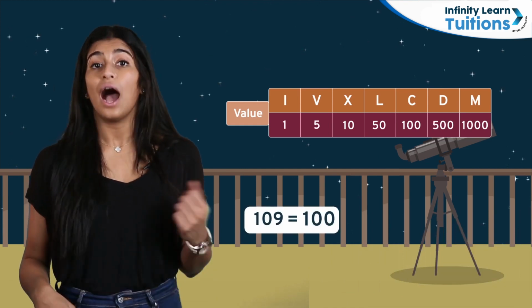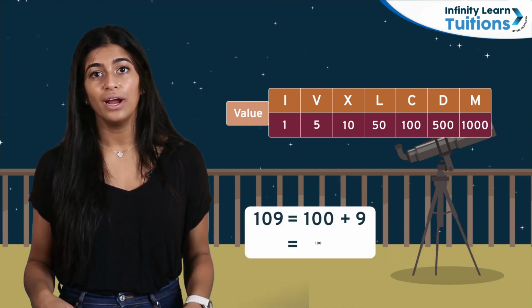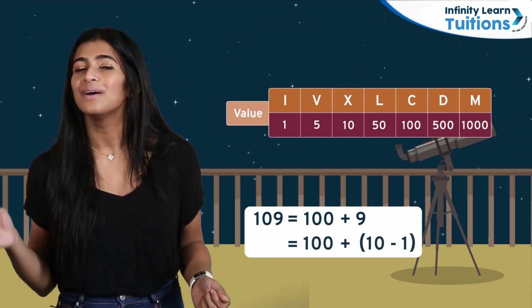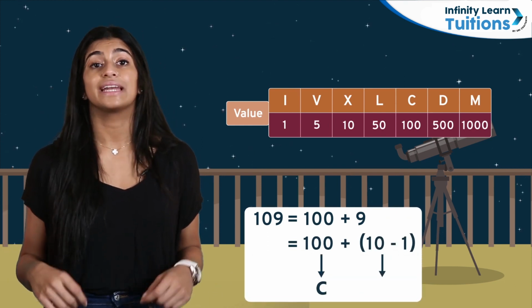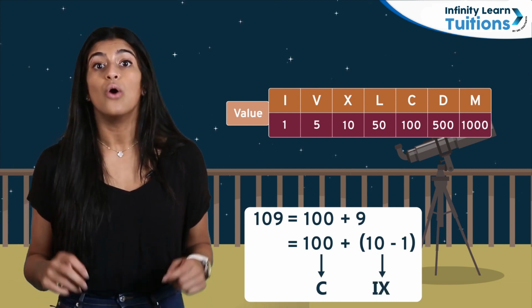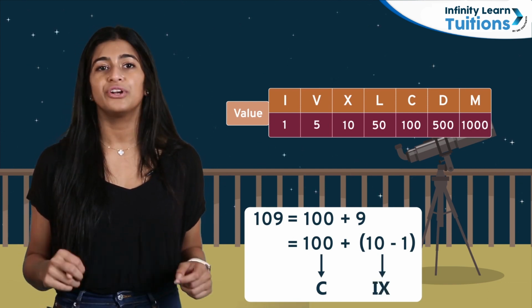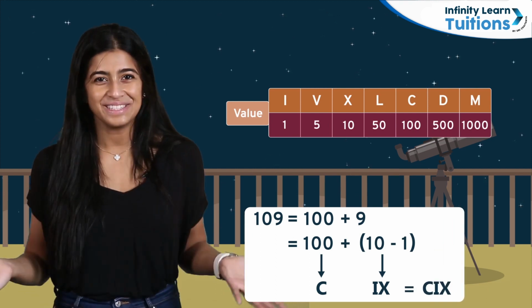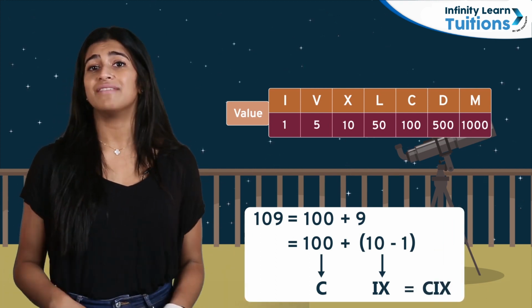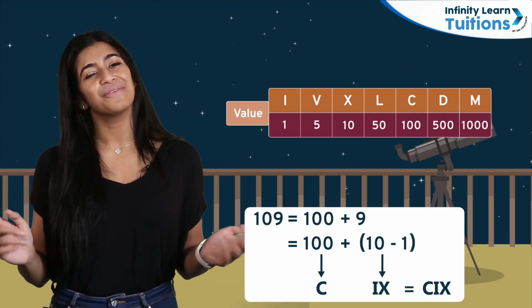109 equals 100 plus 9 or 100 plus 10 minus 1. Taking C for 100 and representing 9 as IX, we get the Roman numeral for 109 as CIX. Wasn't this fun? Go ahead and find values for other combinations with your tutor.